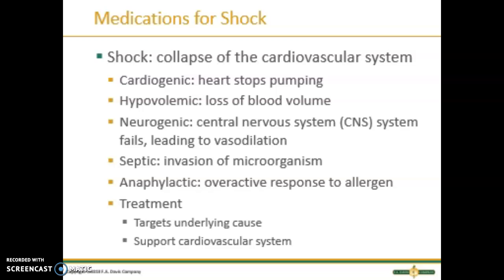Medications for shock. First, we need to know what shock is. Shock is the collapse of the cardiovascular system, and it can be from different origins. So it could be cardiogenic in origin, which is where the heart stops pumping. It could be hypovolemic in origin, which is loss of blood volume. It could be neurogenic in origin, where the central nervous system fails, and this leads to vasodilation. Or it could have a septic origin, and this is an invasion of a microorganism.